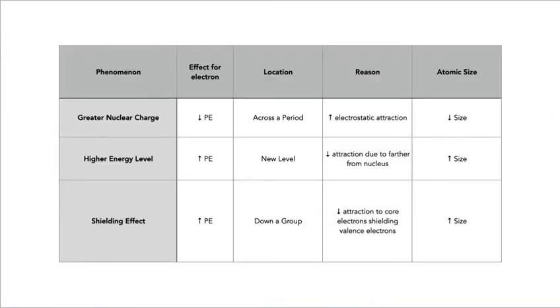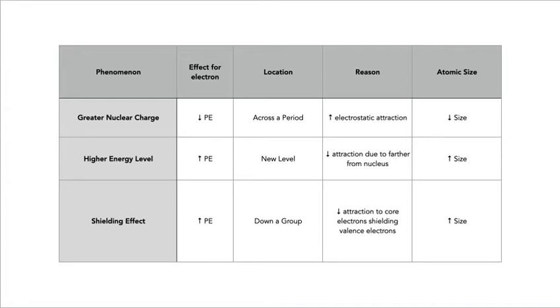The takeaways from this video are as follows. With greater nuclear charge across a period, the effect for the electron will be less and less potential energy. This is because of the greater and greater amounts of electrostatic attraction to the nucleus, and this corresponds to the decrease in size.